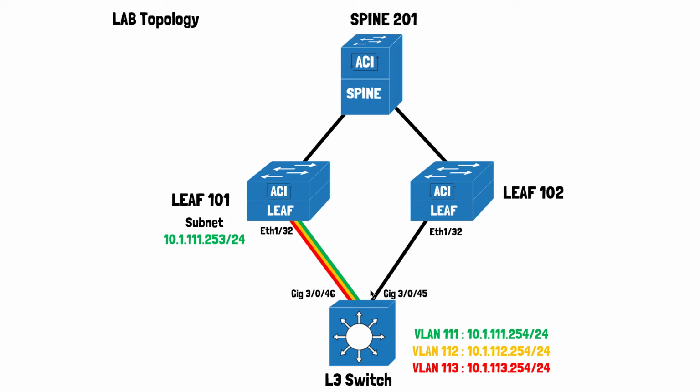I'm not going to actually go into this L3 switch. I will show you that, but I think these VLANs have already been configured and don't need to be configured anymore. So anyways, this is the lab topology and the ACI model that we are going to be configuring.